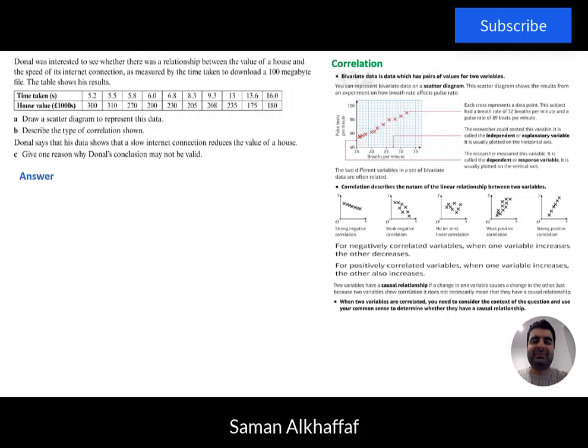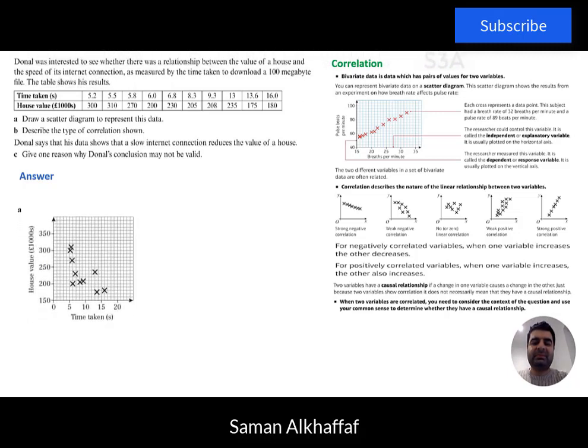So in this case, we are asked to draw a scatter diagram as part of A. So we can plot the diagram as shown here, which is the house value against the time. And for part B, we're asked to explain what type of correlation it is, and we can see from the data that it's a weak negative correlation, as one value increases, the second one decreases.